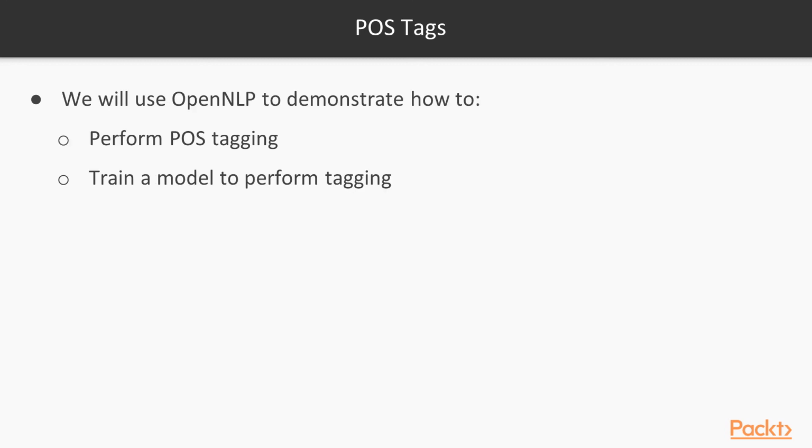In this particular sequence, we'll be looking at how to use OpenNLP to perform POS tagging. We'll use it to perform simple POS tagging with straight English in essence. And we'll also use OpenNLP to train a model to perform tagging. This will give you an idea of how you go about training a model that you might want to use for specialized text.